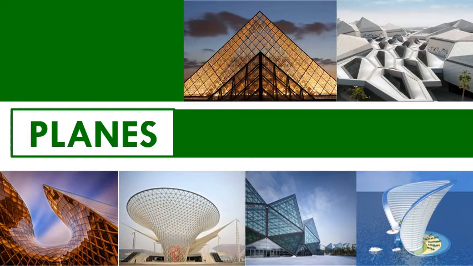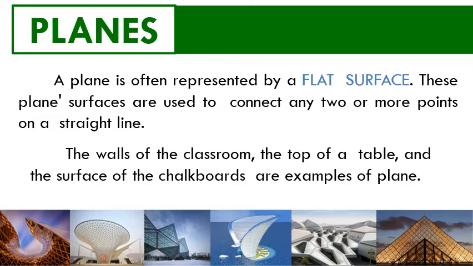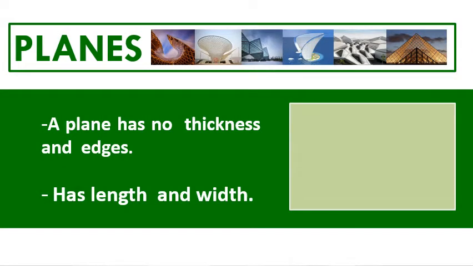So, next, we have planes. A plane is often represented by a flat surface. These plane surfaces are used to connect any two or more points on a straight line. The walls of the classroom, the top of the table, the surface of the chalkboards are examples of a plane. A plane has no thickness and edges.